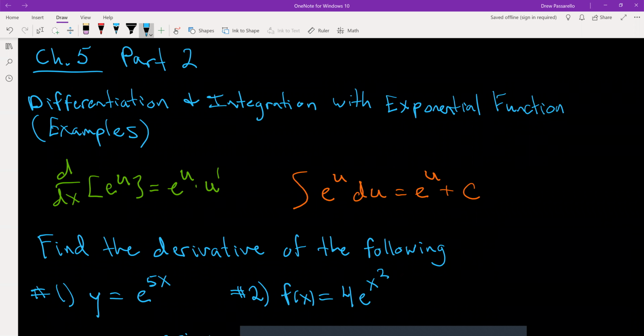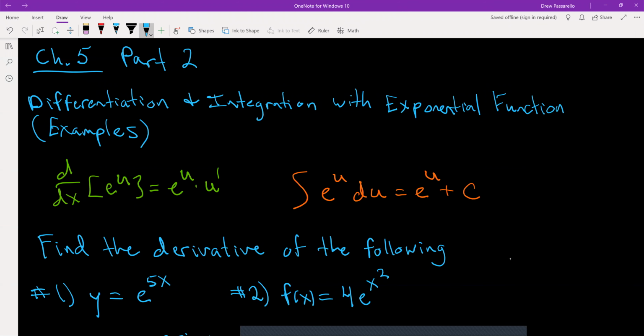This is chapter 5, part 2 to the videos, and in this video I'll go through examples of finding derivatives and integrals involving the exponential function. All right, so I wrote down in green the derivative rule for the exponential function involving e. So the derivative of e to the u is equal to itself, e to the u times u prime. So you take the derivative, u prime is the derivative of whatever the function is in the exponent.